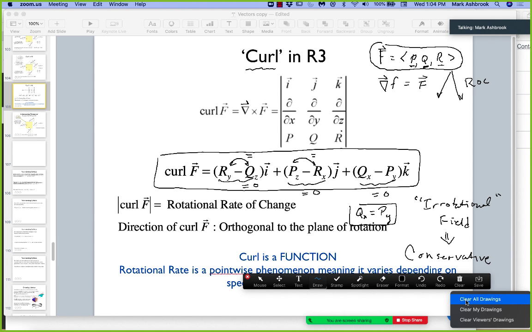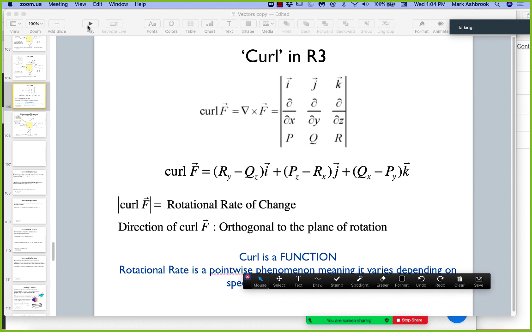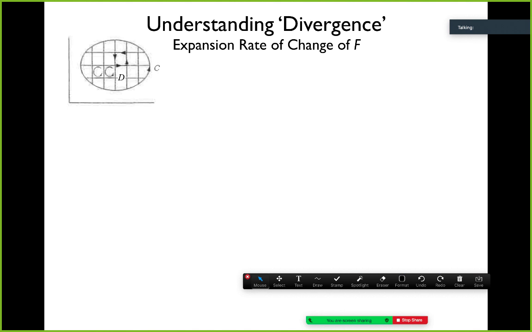Okay, so then we said there are two types of rate of change. The one is curl, rotational rate of change. So let's look at the other. The other type of rate of change is in fact easier. The curl is the harder one. So the other type of rate of change of a vector field is called divergence. Where curl is like the rotational rate of change, divergence is the expansion rate of change. It's the expansion rate of change.